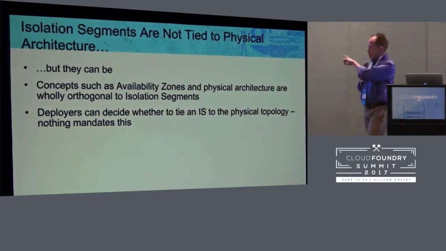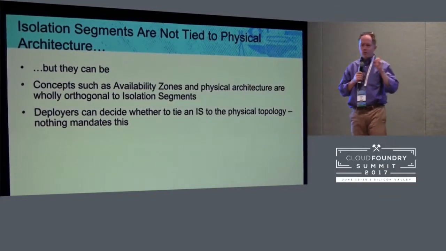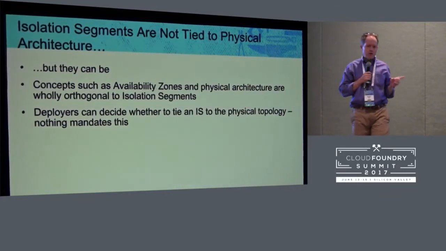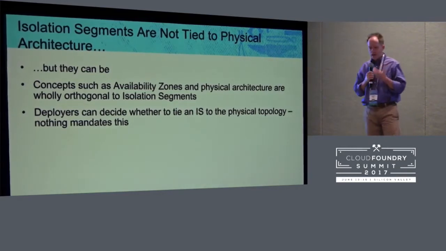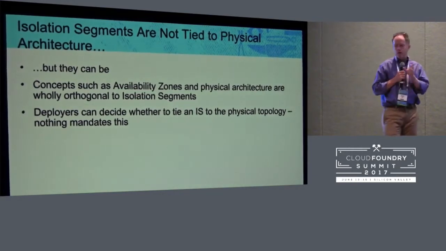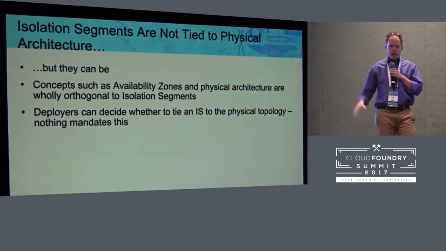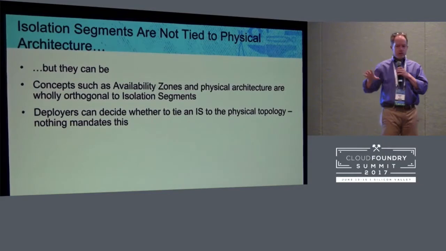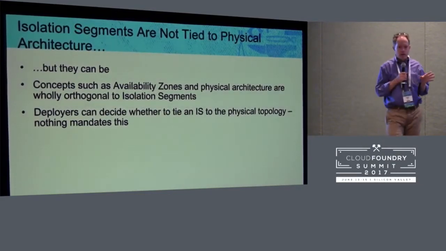And again, I will give you the caveat up front: this statement is more true of compute isolation than it is of network isolation. When you get into Go routers and creating networks, you do have to worry a little bit about VLANs and IP and your address space. But for cells, this is completely true. There is no tying to physical architecture.